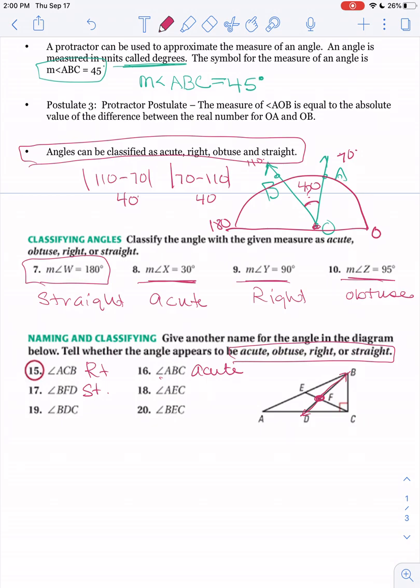And let's try one more, and we'll stop for today. And how about angle AEC? Start at A, go to E, and then go to C. So that appears to be an obtuse angle to me.